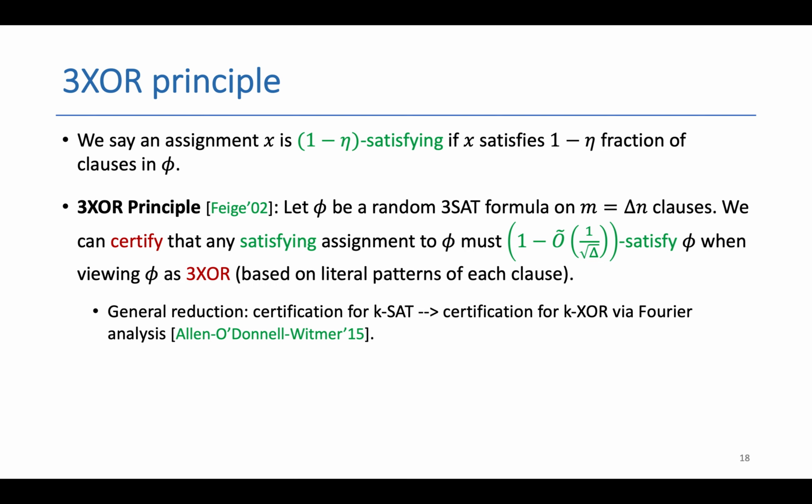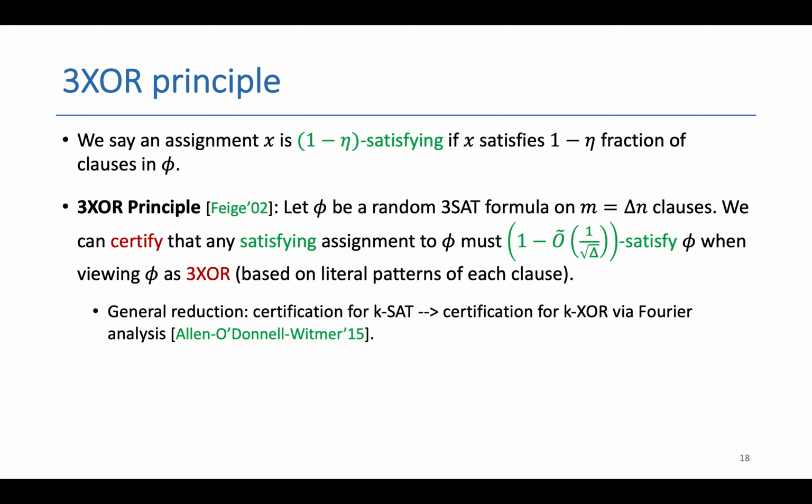And in fact, this reduction is more general. If you have a k-SAT formula on up to square root of n and below the refutation threshold, then you can actually certify that any satisfying assignment to this k-SAT formula must satisfy most clauses as k-XOR.